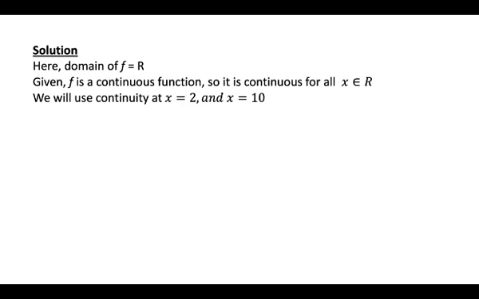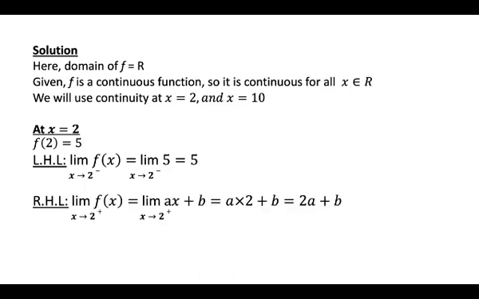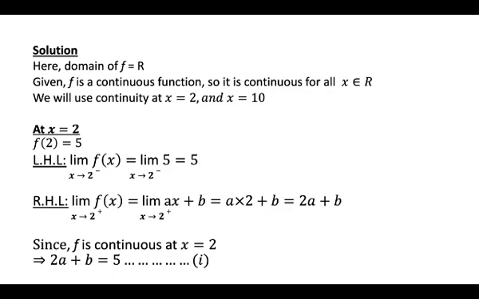First at x equal to 2, f(2) is equal to 5. Left hand limit, x tends to 2 negative of f(x), equals limit x tends to 2 negative of 5, which equals 5. Right hand limit, x tends to 2 positive of f(x), equals limit x tends to 2 positive of (ax plus b), which equals 2a plus b. Left hand limit equals right hand limit equals f(2), as the function is continuous. So 5 is equal to 2a plus b.